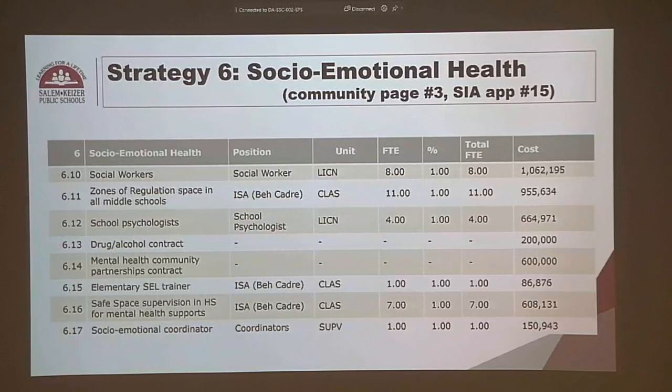We referred to the elementary SEL trainer. That's 1 full-time classified staff. The safe space supervision at the high schools, again, similar to that zones of regulation at the middle school, 7 FTE for that, and a coordinator to help us manage all of these new positions.